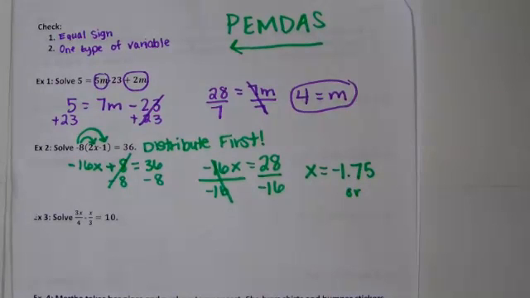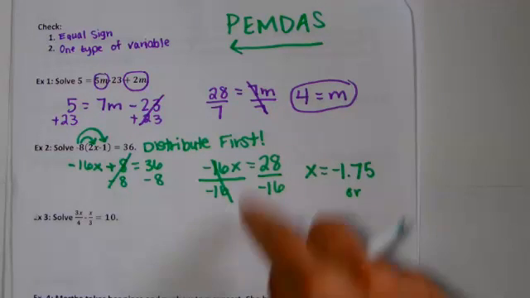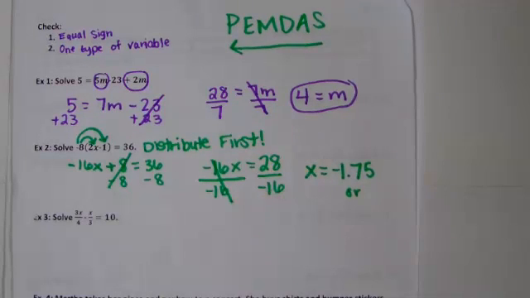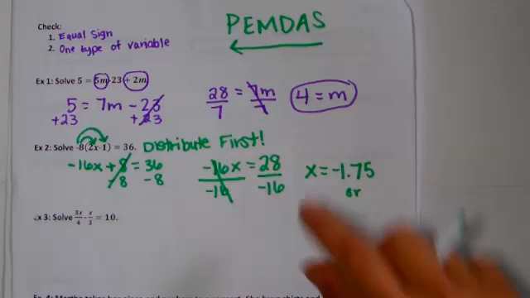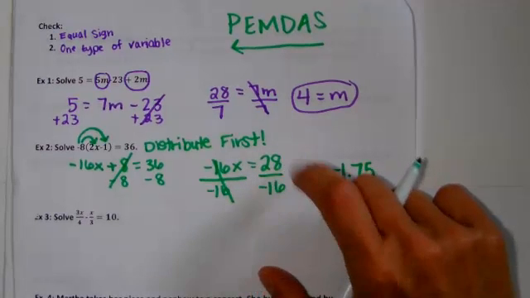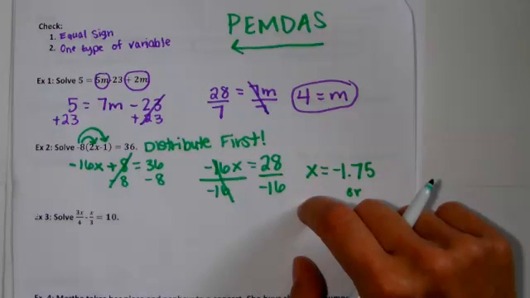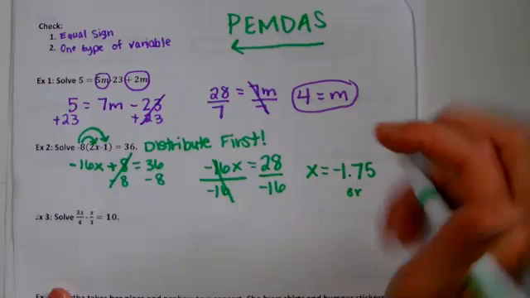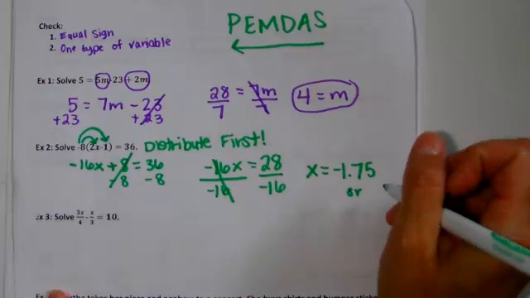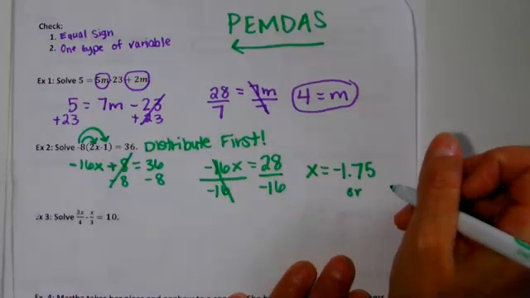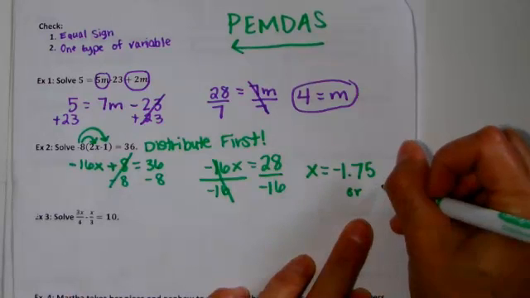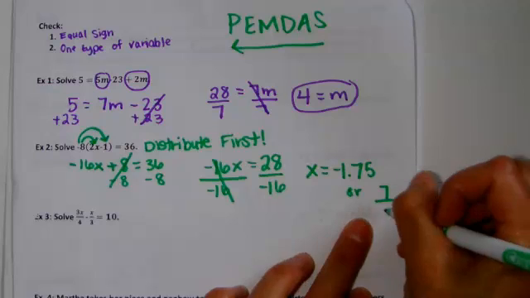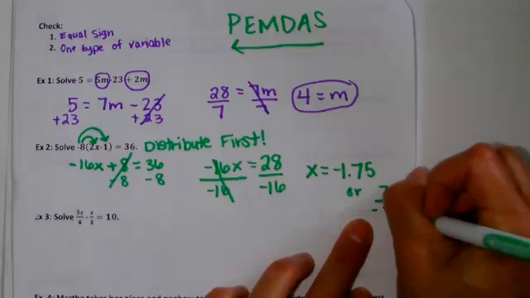If you were to leave that as a fraction, does anyone know what it would be as an improper fraction? So this is improper, but we got to reduce it though, right? Okay. So what can you divide 28 and 16 by? The highest number? 4? Okay. So if I divide 28 by 4, what do I get? 7. And if I divide negative 16 by 4, negative 4.